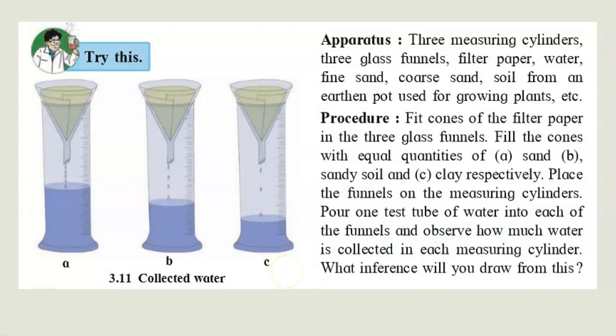What we have to do is fit cones of the filter paper in the 3 glass funnels, as shown over here. They are fit in the glass funnels. With equal quantities of sand, sandy soil and clay respectively, we have to put equal quantities of the soil which I told you just now in all 3 funnels. Now place the funnels on the measuring cylinders and pour 1 test tube of water into each of these funnels. Over the soil we have to pour water and observe.